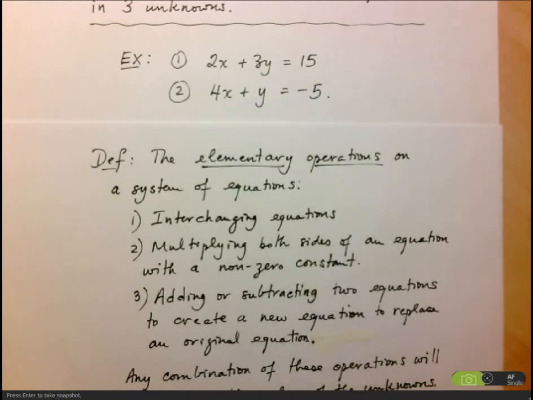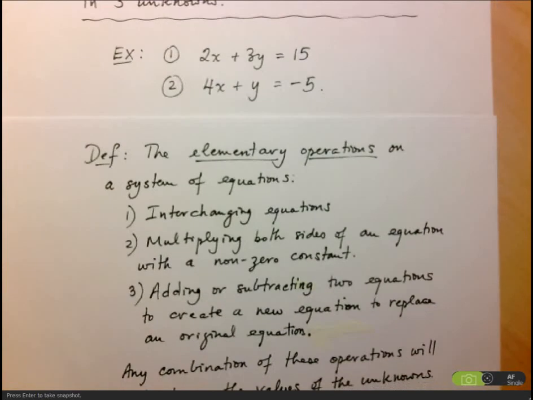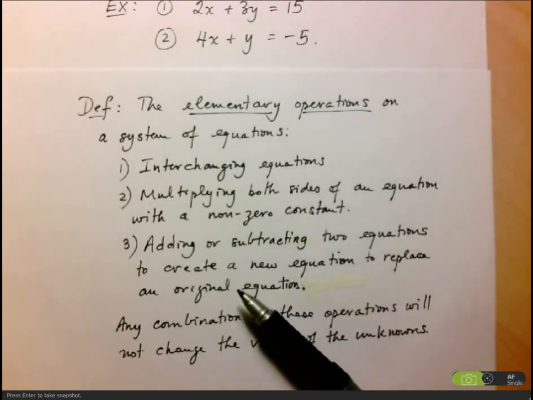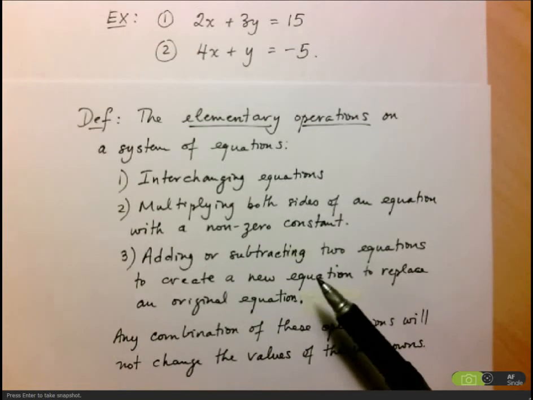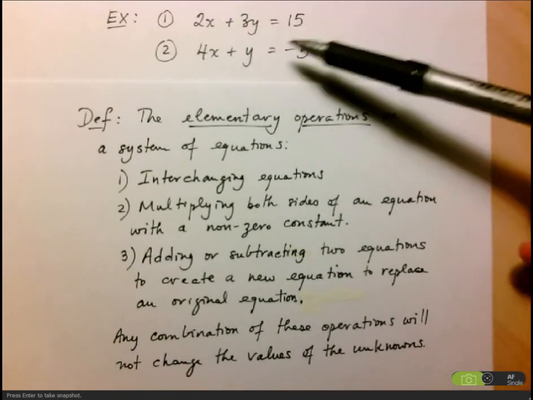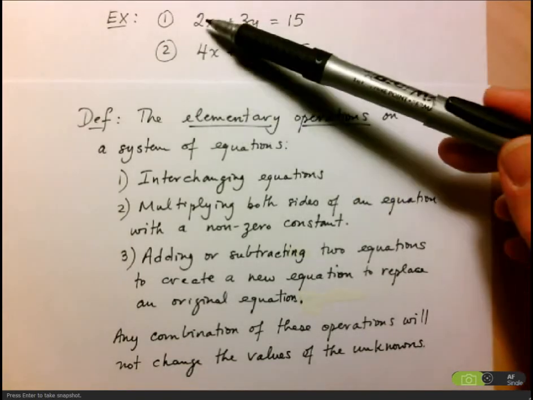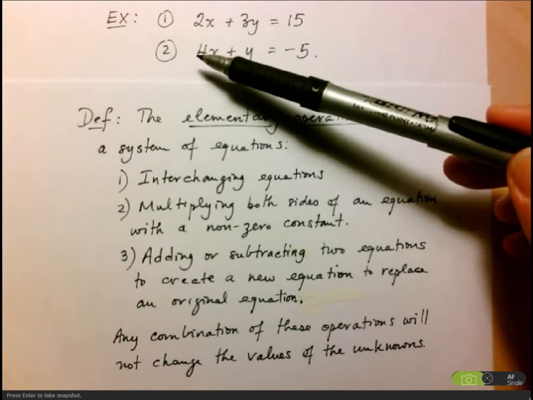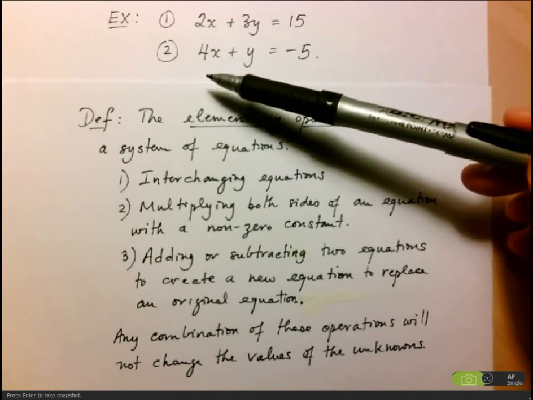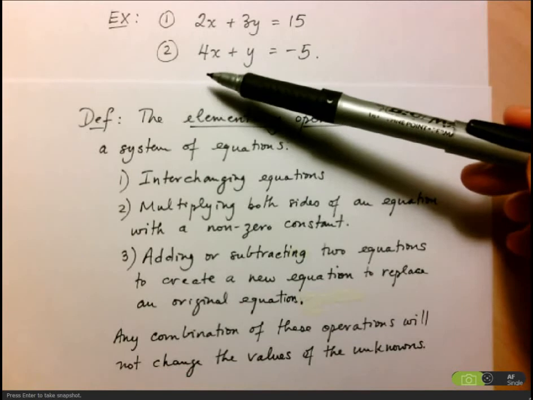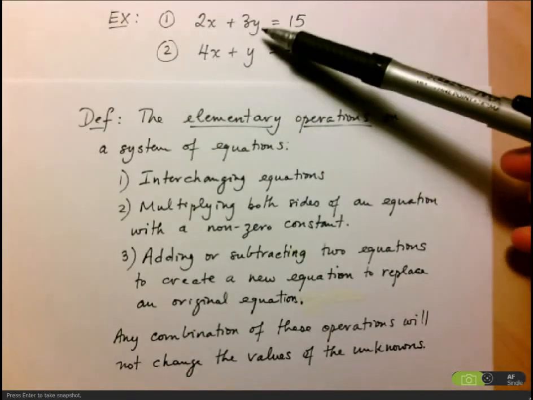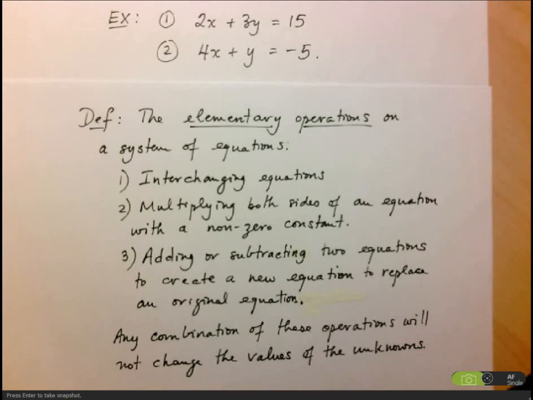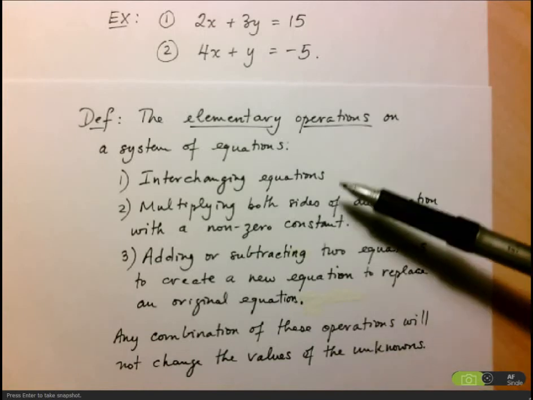Similarly, another thing that we can do is add or subtract two equations to create a new equation. Especially in elimination, we know that we're going to first multiply. As you can see, we can multiply the first equation by 2, and then subtract the two equations to get a new equation we'll use to find a solution. Again, that operation will not change the values of x and y that solve the system. So these are our three elementary operations, and any combination of these operations will not change the values of the unknowns. This is what we have to work with.